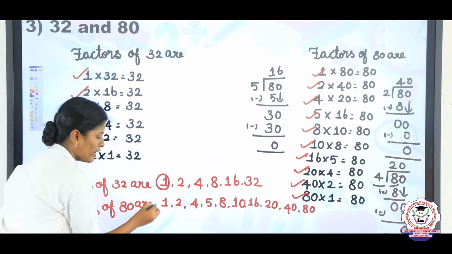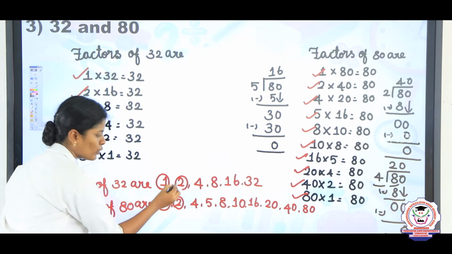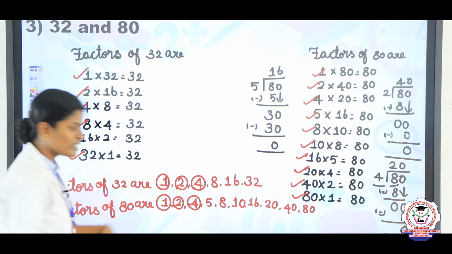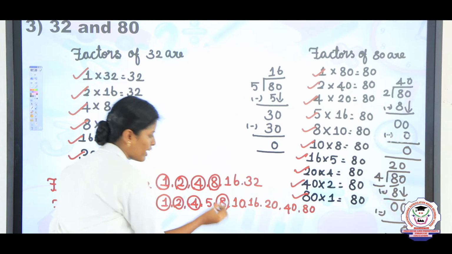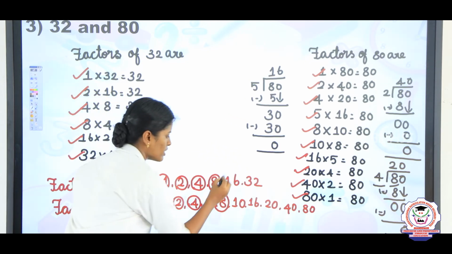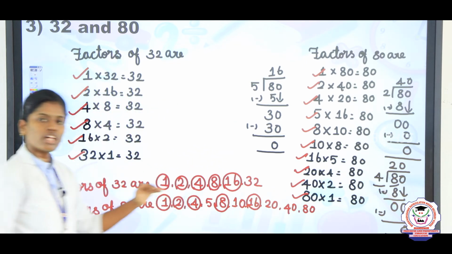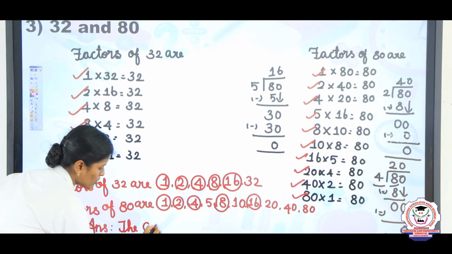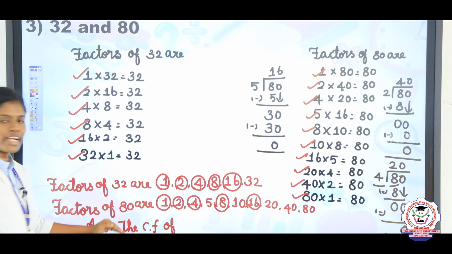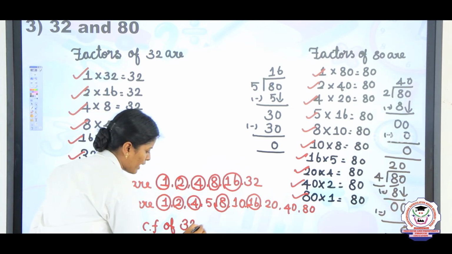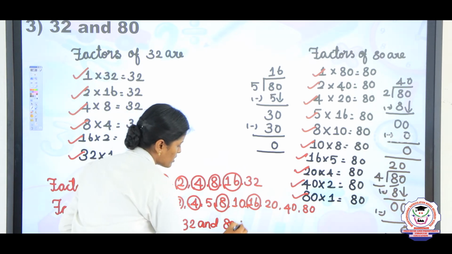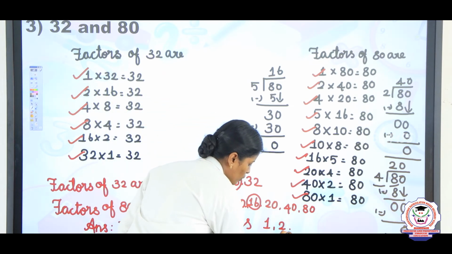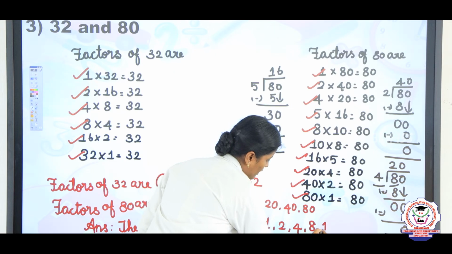Listen children, 1, 1 and then 2, 2 and what is the next common number? 4, 4 and our next common number is 8, 8 and the next one is 16 and 16. So the common factors of 32 and 80 are 1, 2, 4, 8, 16. So write the answer 1, 2, 4, 8 and then 16.